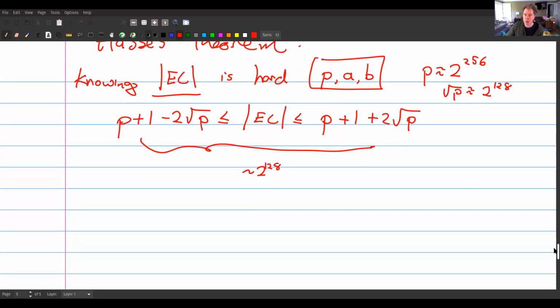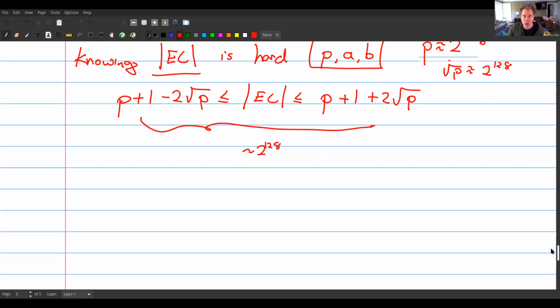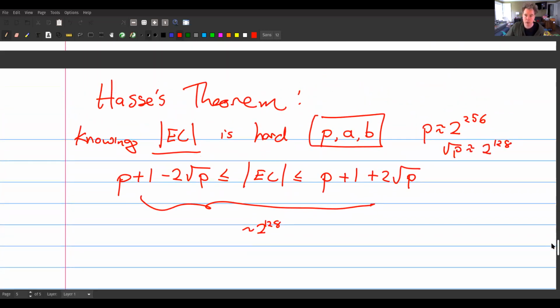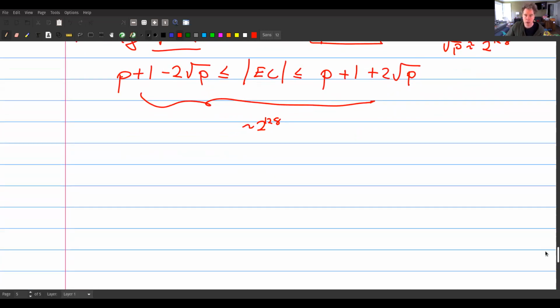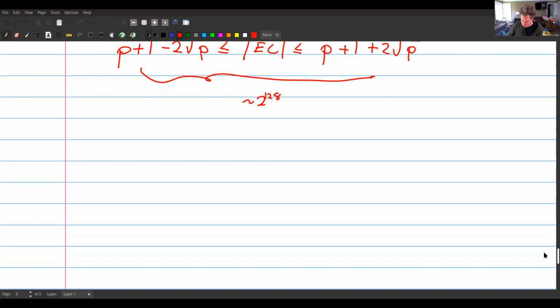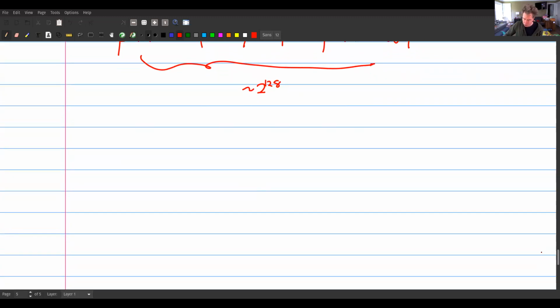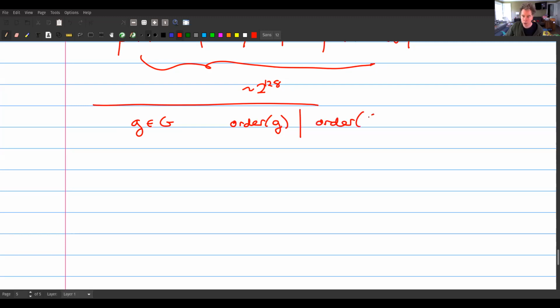So Hasse's theorem is interesting, but we're still a long way from being able to compute the cardinality of the elliptic curve. But just know that there are ways. And here's one general group theoretic fact that's great. In group theory in general, if g is an element of G, the order of g has to divide the order of the group. That's Lagrange's theorem.